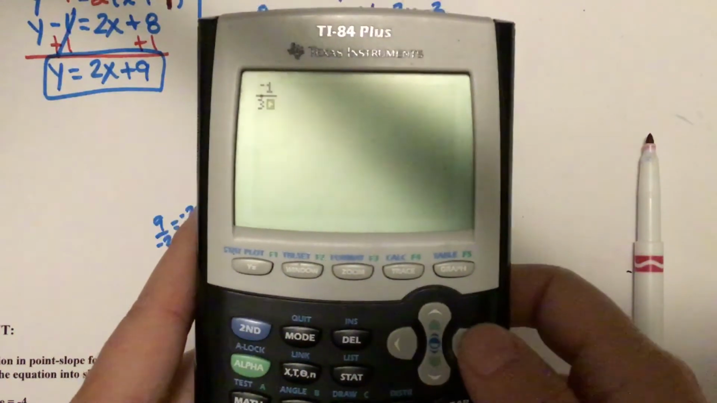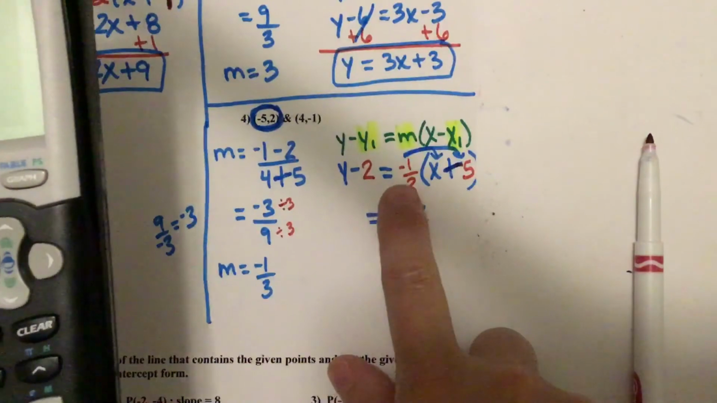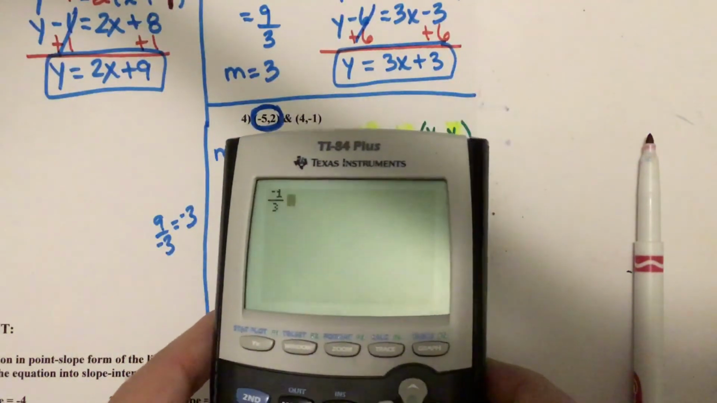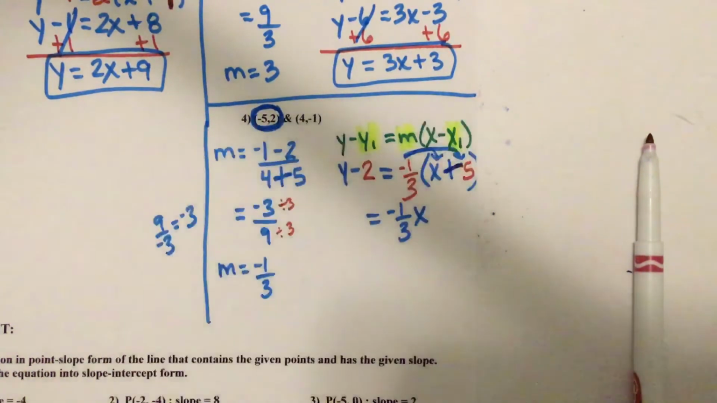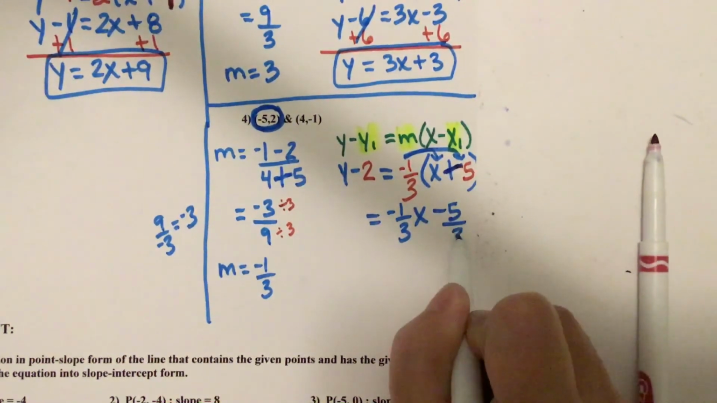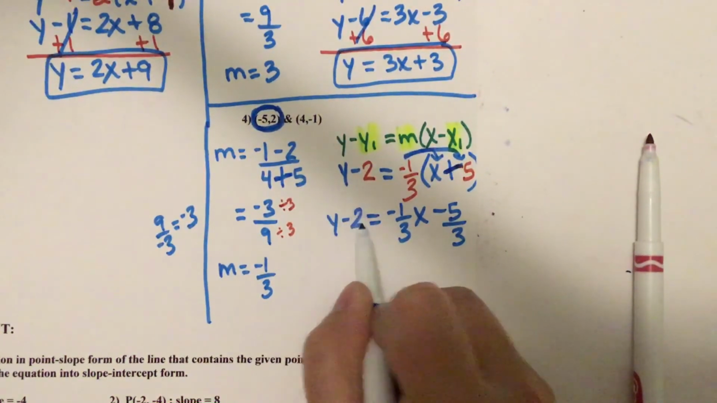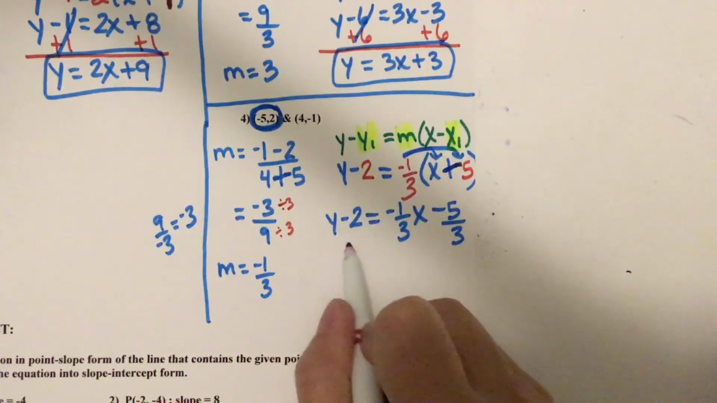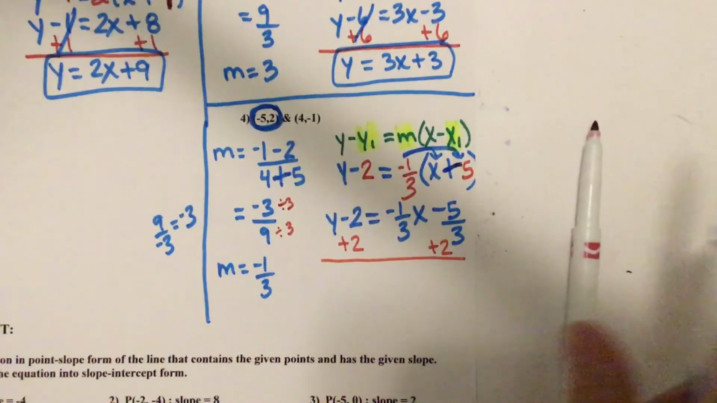Now to get out of this fraction, we have to right arrow. And I'm trying to take negative 1/3 times 5. So I just hit times 5. And it gives me negative 5/3. So I write minus 5/3. And then I'm going to bring down my y minus 2. And then what do you think I would do to get y by itself? Add 2. To get rid of subtraction of something, I add. And then things start dropping.